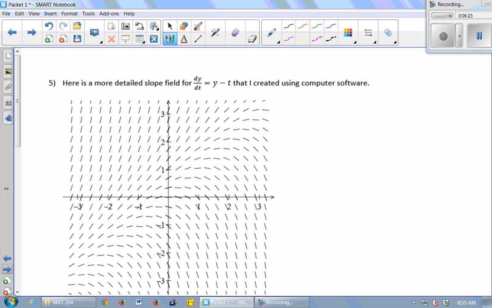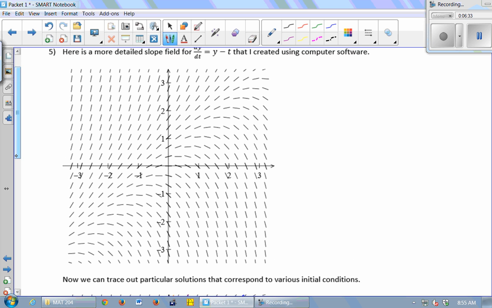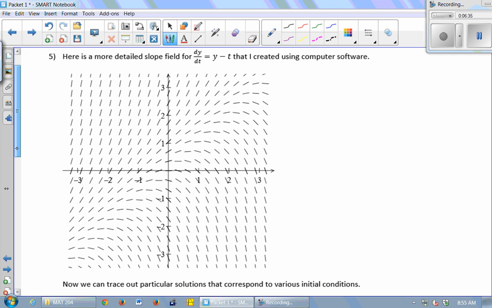So here's a more detailed slope field for dy dt equals y minus t. This is the one that we had just started drawing, and we had put in 8 points. Right, so that's what it looks like. So you can start to get an idea of what these things look like by choosing an initial value and trying to follow the slope field.